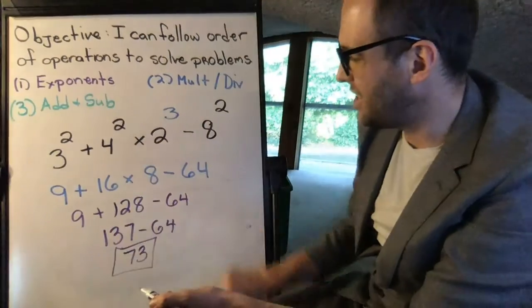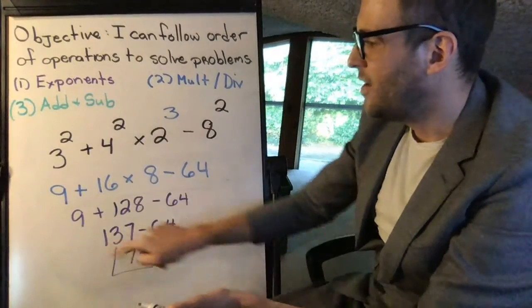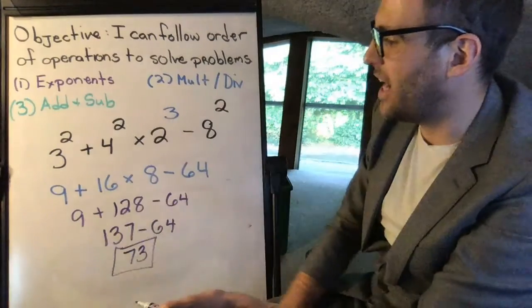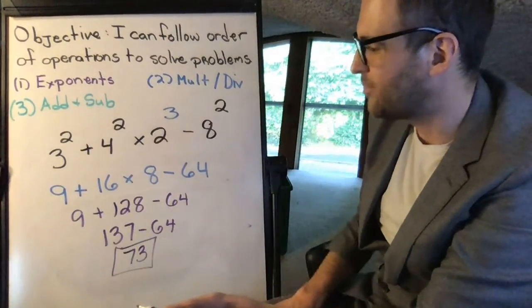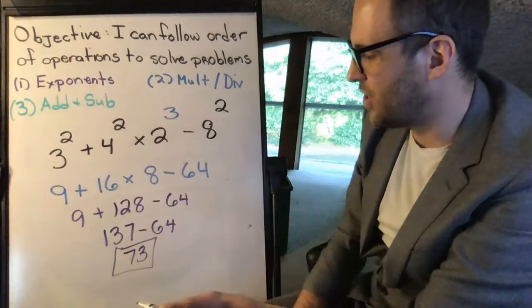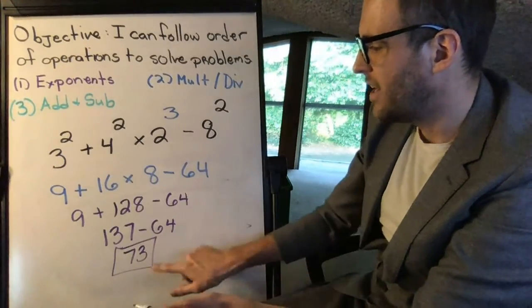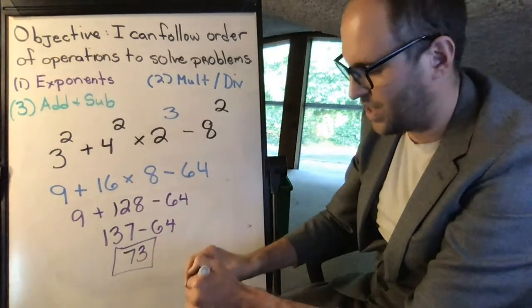We have a 9 plus and a minus 64. We now have to add before we can subtract because we always go left to right. 9 plus 128 is 137. Minus 64 gives us an answer of 73.